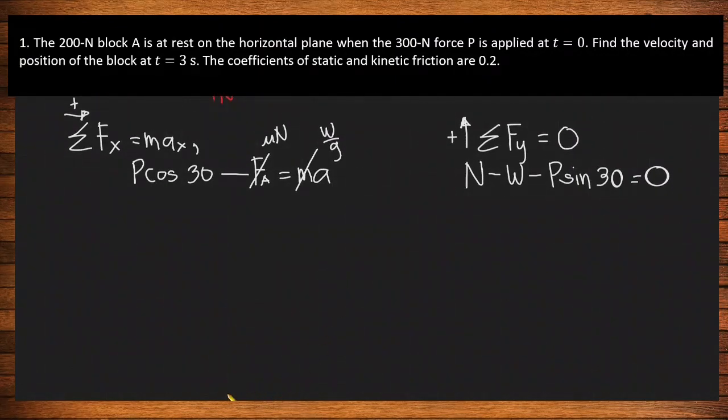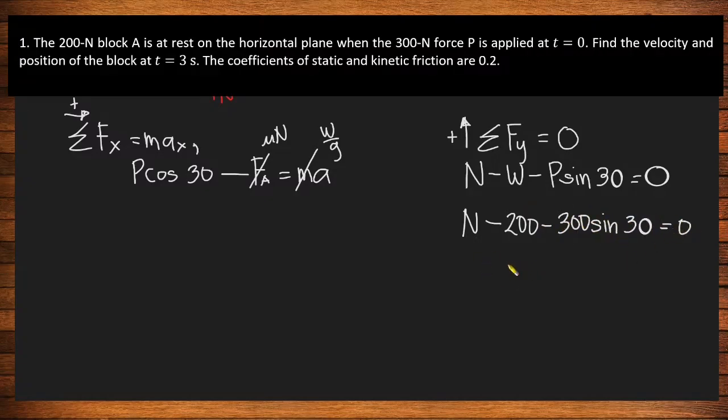Now, if we substitute the given values here, so we will have the normal force minus yung weight, so that is minus 200 newtons, minus yung value ng P, which is also given, that is 300 newton.